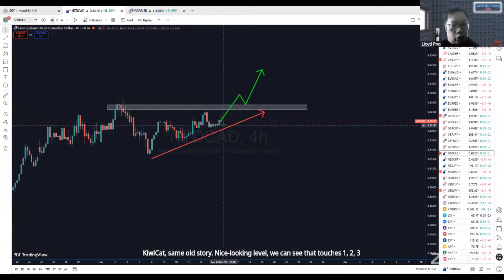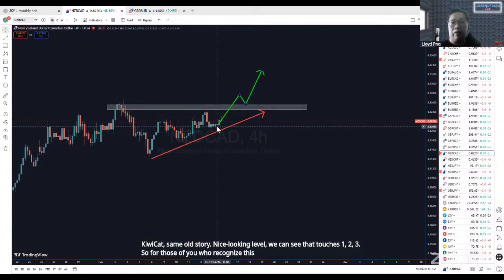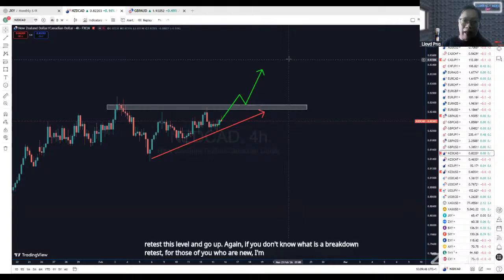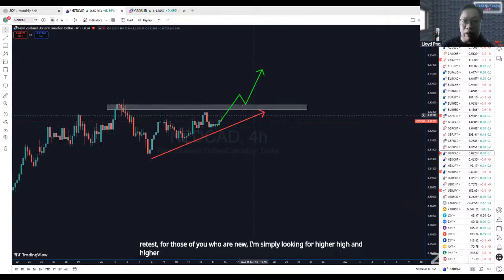So for those of you who recognize this is a wedge, I'm waiting for price to break this nice looking horizontal, retest this level and go up. Again, if you don't know what is a break and retest, for those of you who are new, I'm simply looking for a higher high and higher low at around this region.